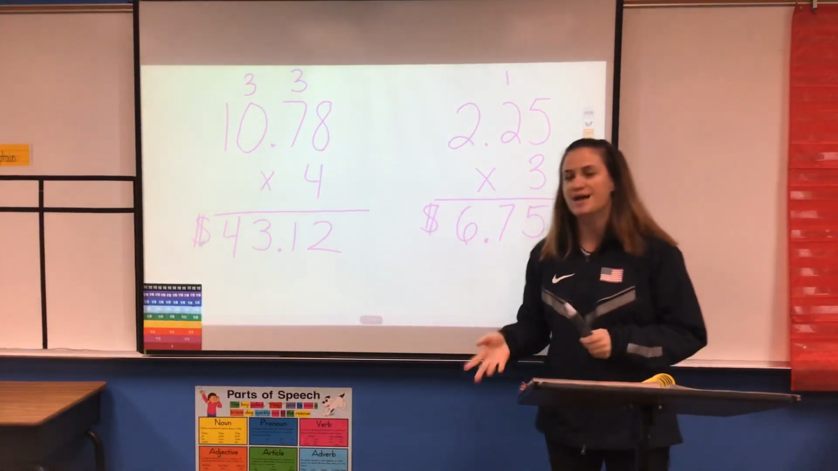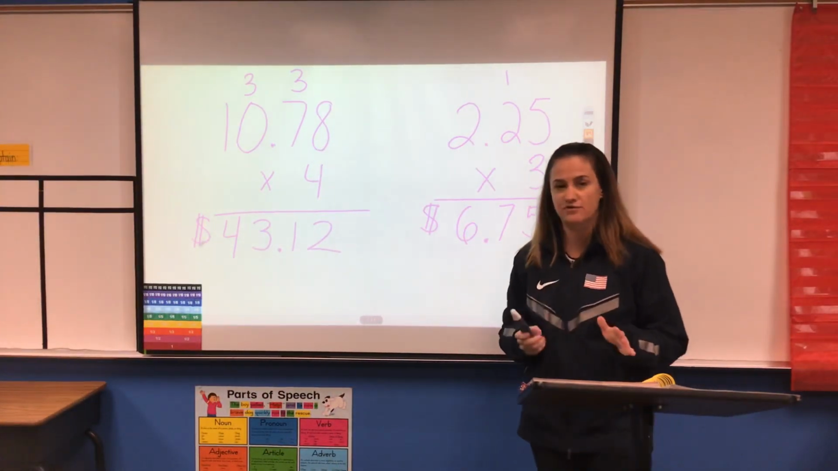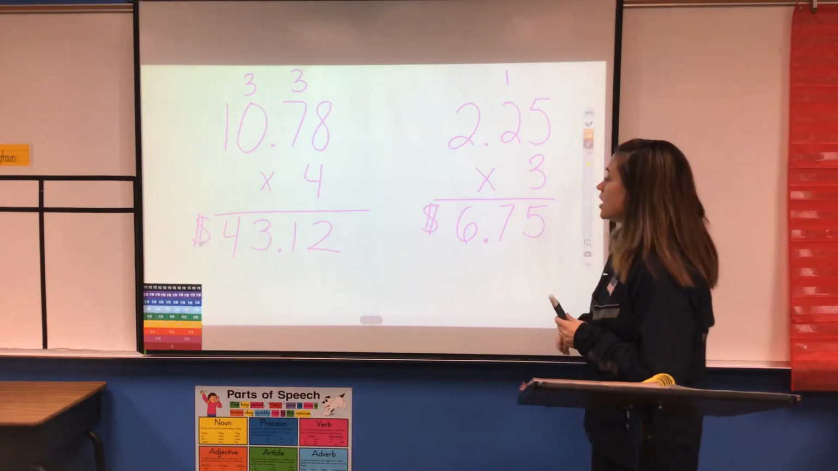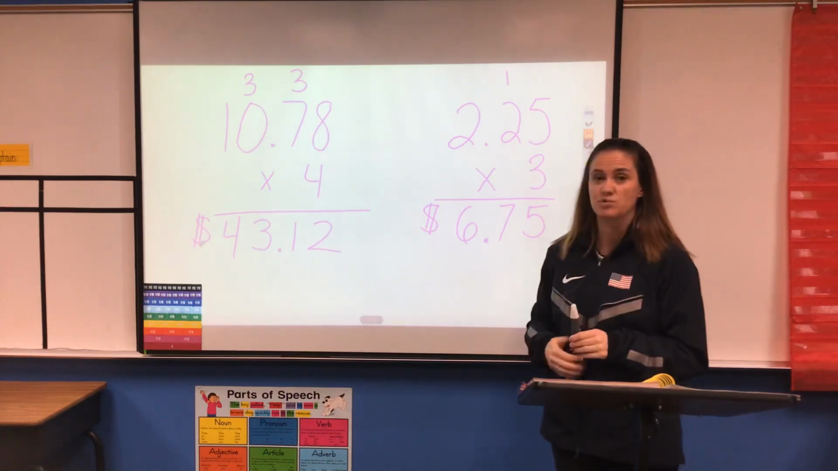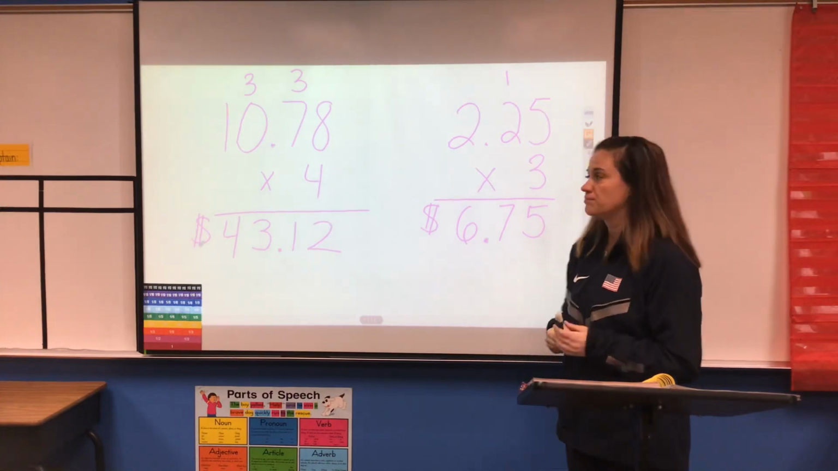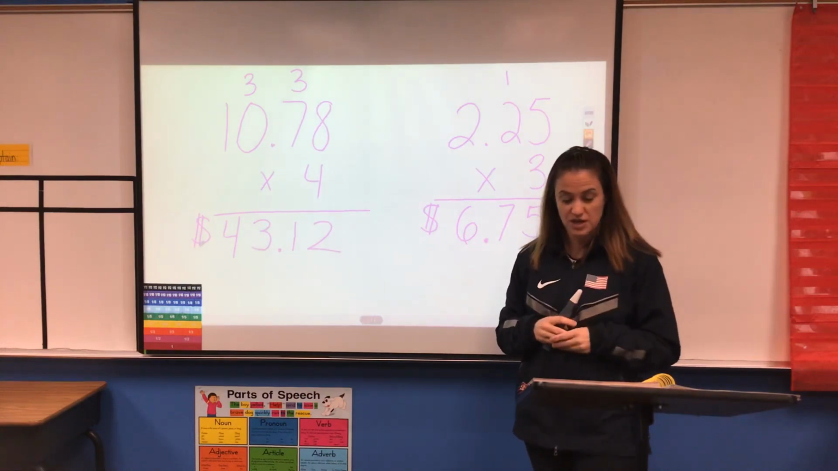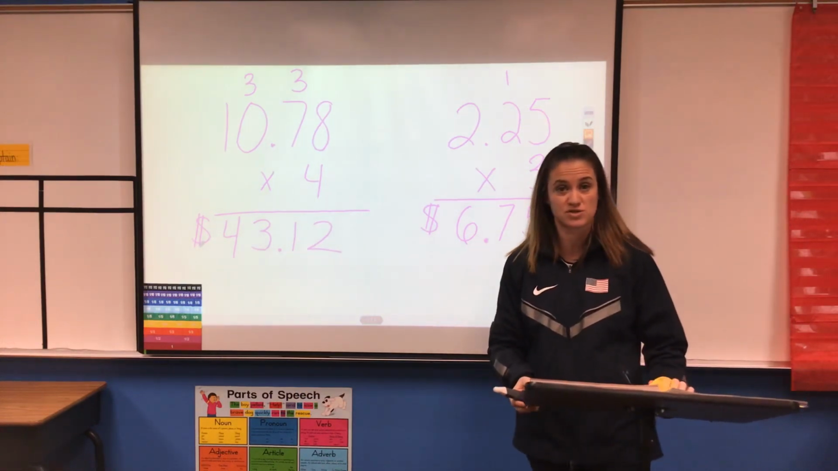So like I said, multiplying money is really not any different than what we did yesterday with the 3 and 4-digit numbers. You just have to remember to bring down your decimal point and put your money sign on there. We're going to look at a couple problems on your homework page together, and then I'll have you do the rest on your own.